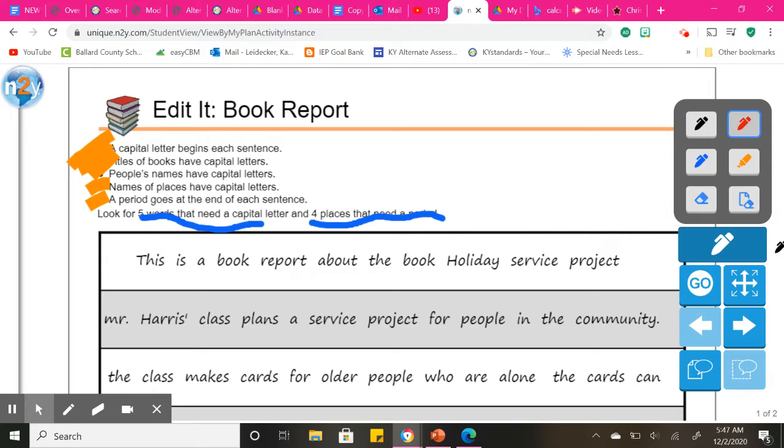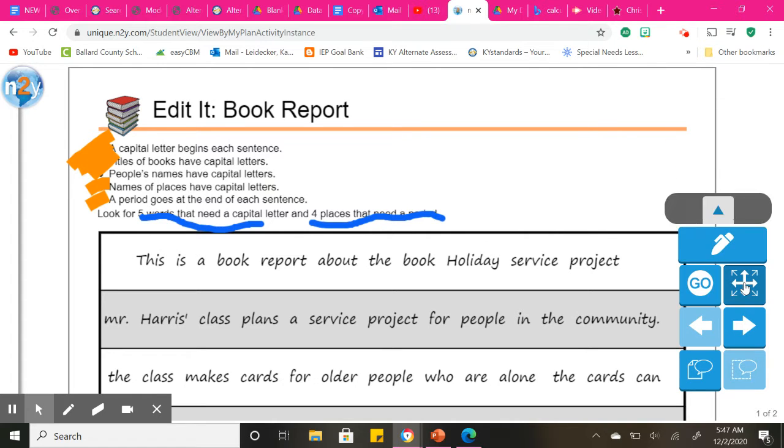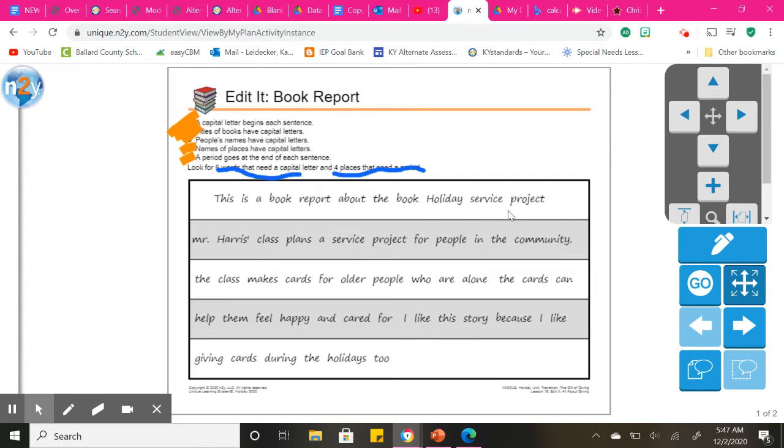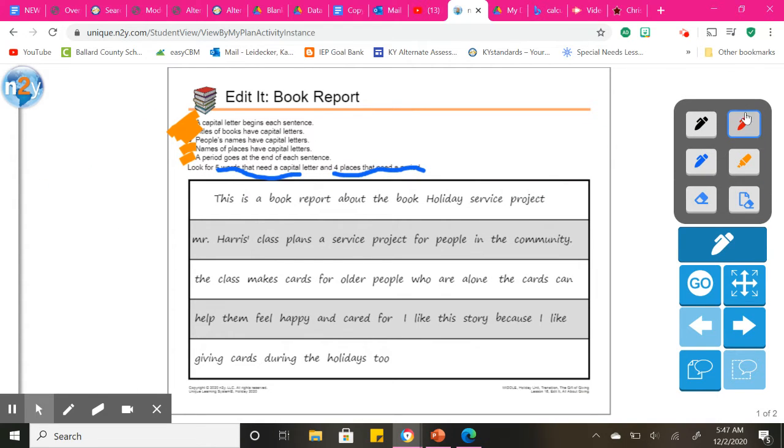So I'm going to get my red marker here. I'm going to change this view so I can see the whole thing. All right, so this book report about the book Holiday Service Project. So the book is called Holiday Service Project. So books get capitalized. So we need a big S and a big P. This is a book report. This is a book report about the book Holiday Service Project. That's a period.